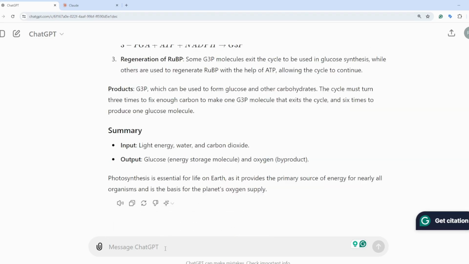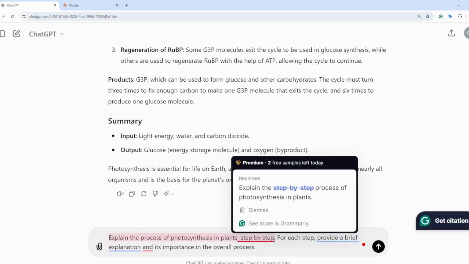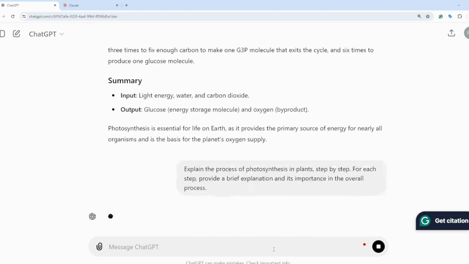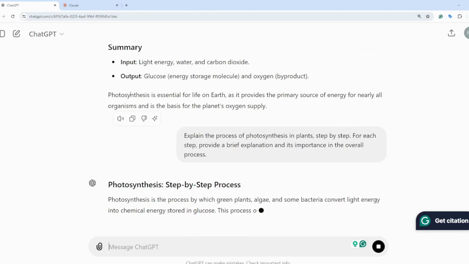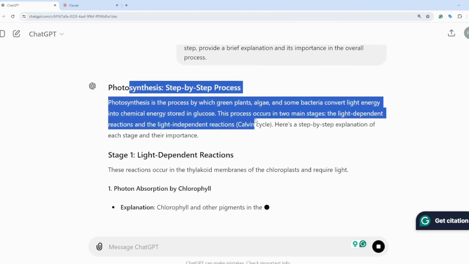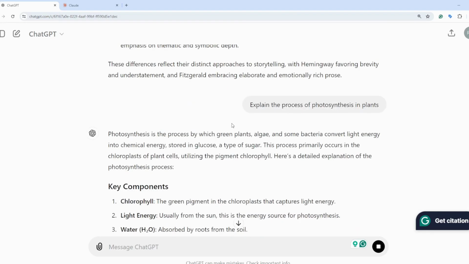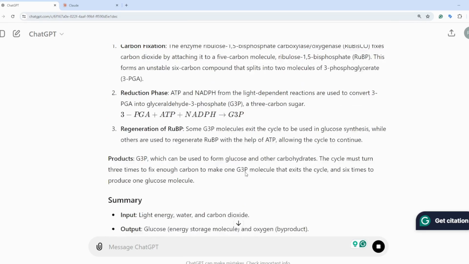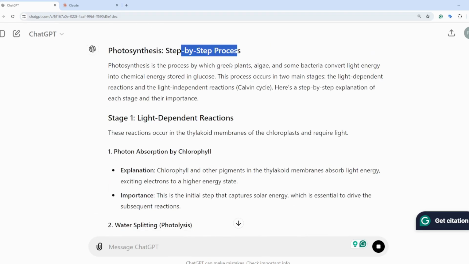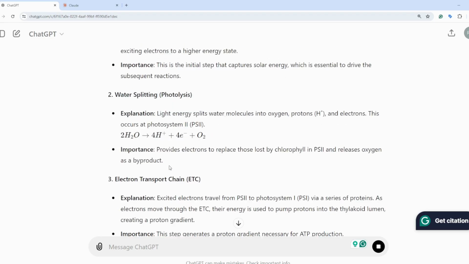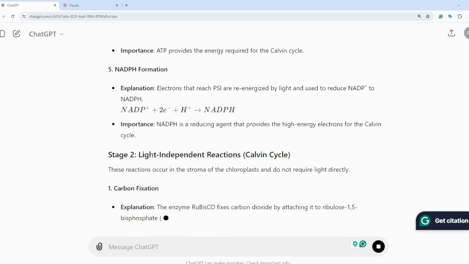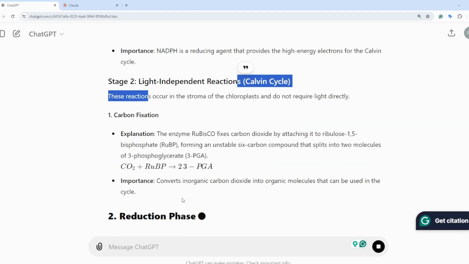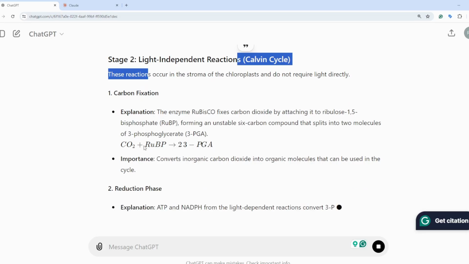Now let's change this one to step by step. For each step, provide a brief explanation of its importance and overall process. Now let's see if it is changing something. Yes, so it started with the step by step process. In the previous one it did not start with step by step, it was just giving general information about photosynthesis. Now it is very specific, a step by step process. So step 1, light dependent reactions. Step 2, yeah, this one, light independent reactions. Okay, and it is giving everything with the help of these equations.